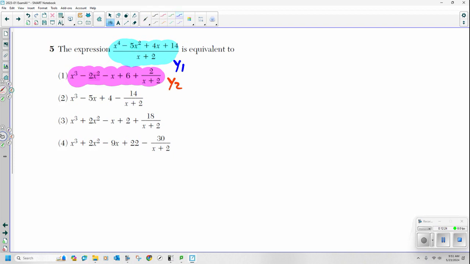If the graphs were the same, good, okay? If not, then I would try putting this one in y2. If the graphs are the same, then good. If not, then I would just go down the line and see which ones are the same. But I'm going to do division here.